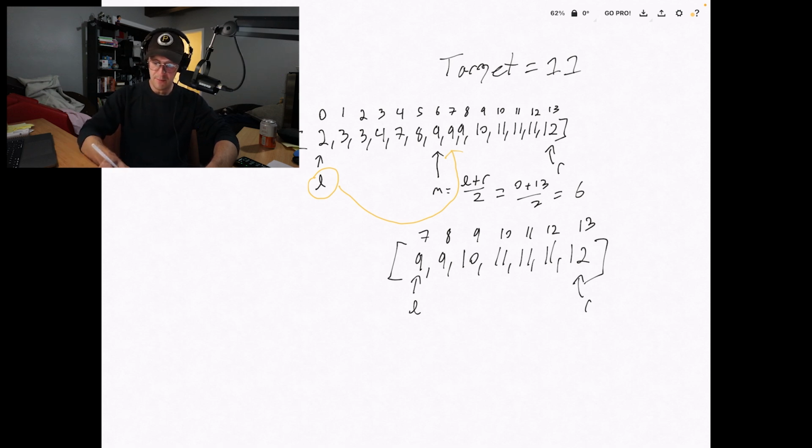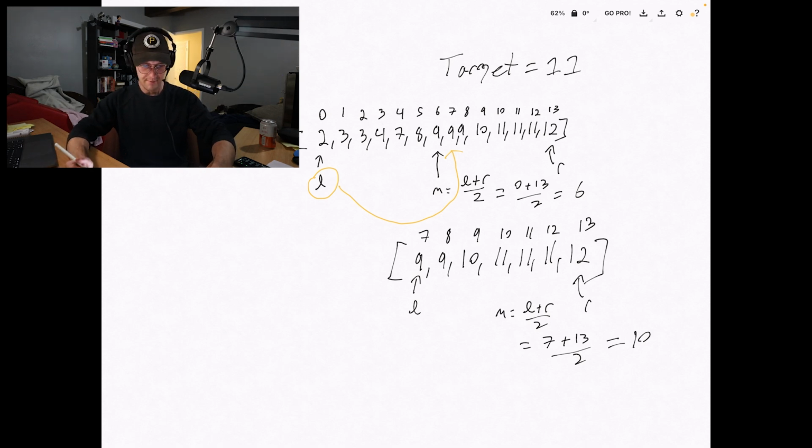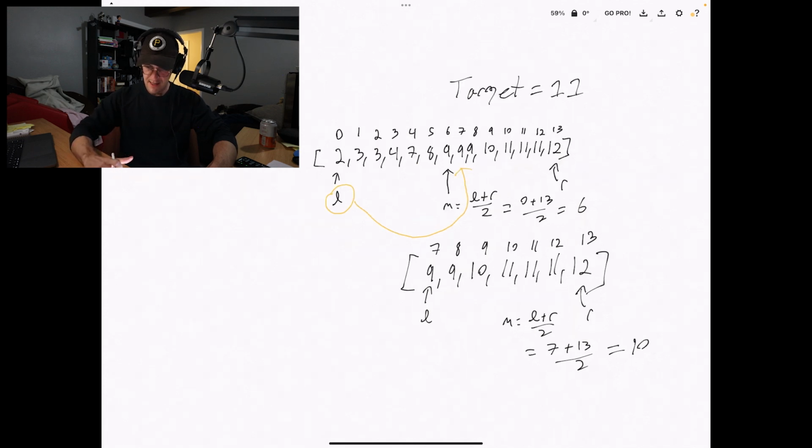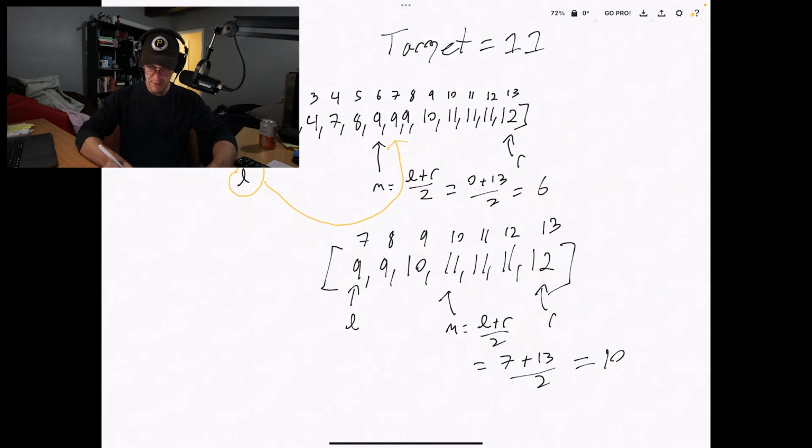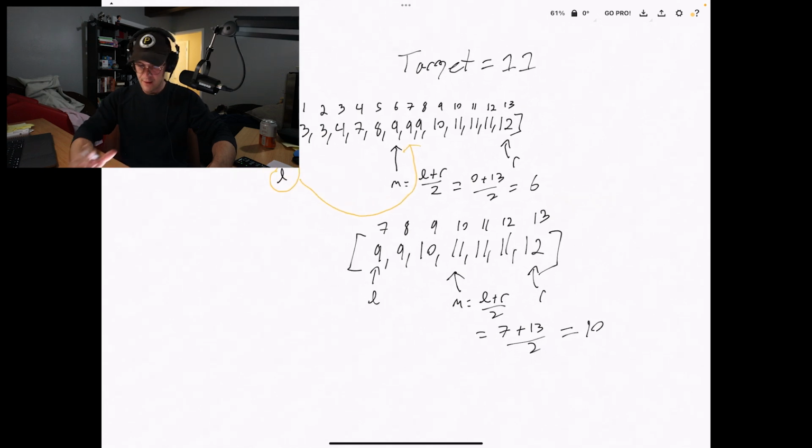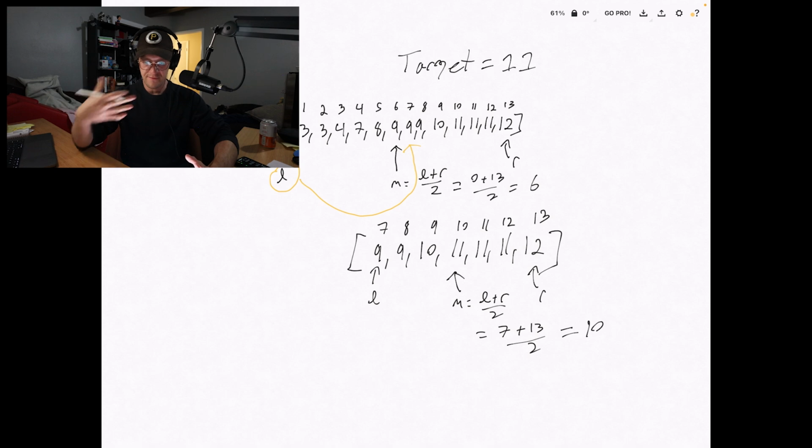Let's calculate our new midpoint. So M equals L plus R over 2, which equals 7 plus 13 over 2 equals 10. Is that right? I feel like I did something wrong, but yeah, no, I think that's right. So M now points at index 10, and that holds the value 11 we're looking for. So now we've actually finished that first phase of binary search, right? Our goal was to find a number 11, and we did it.